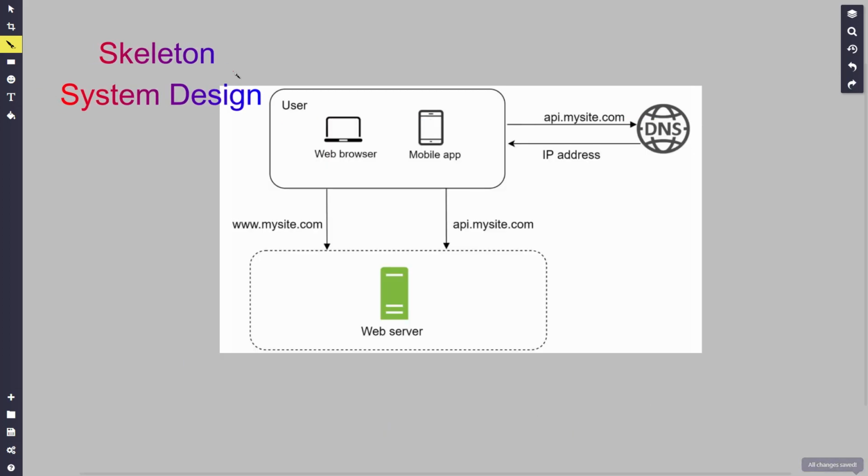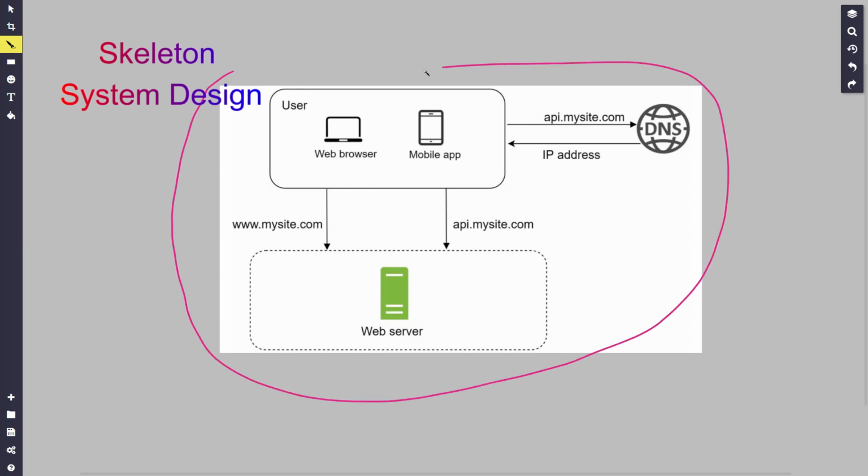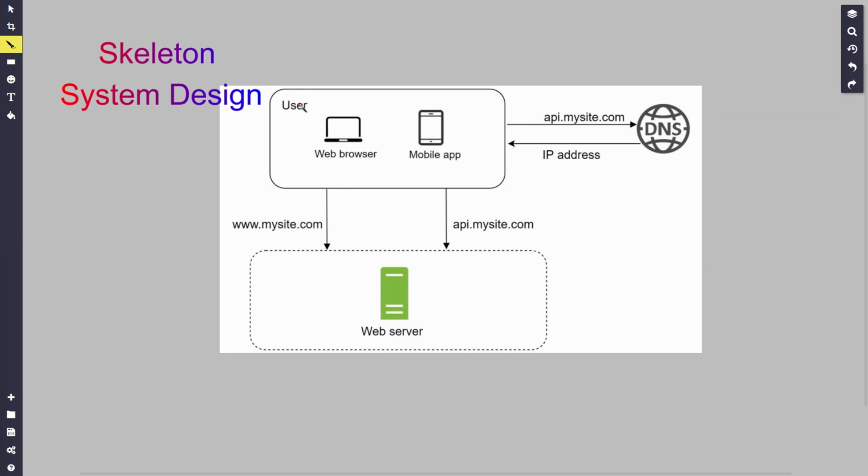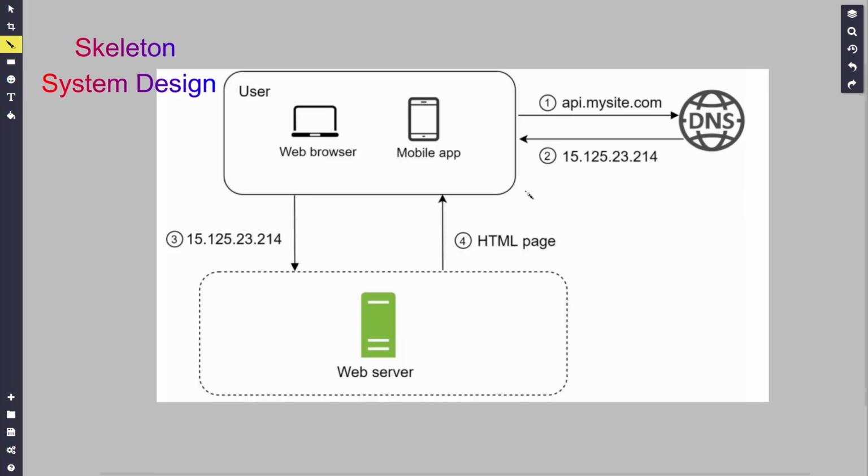So you can always come up with this skeleton system design over here, especially when it comes to focusing on the user, how the user interacts with the web server. There are 4 basic steps you must understand from this design. The first one is that the user requests to visit the website. It will send the request to DNS. The DNS is called the domain name system. It regulates all the IPs and it will send back the IP address that is associated with the website.